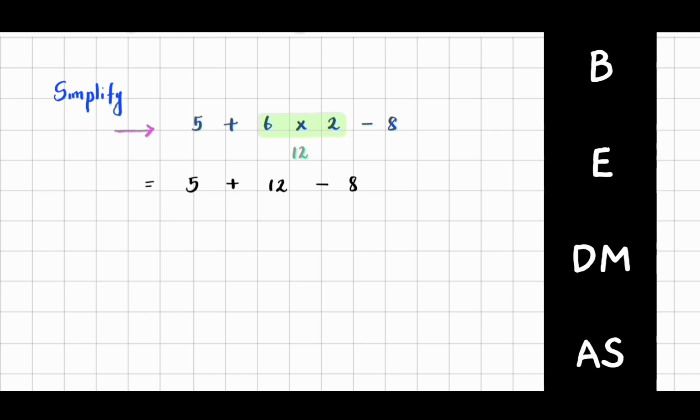minus 8. We have two operations right now. One is addition, another one is subtraction. Well, add and subtract rank equally. So just go left to right. 5 plus 12 is 17. And that 17 minus 8 is 9. That's it.